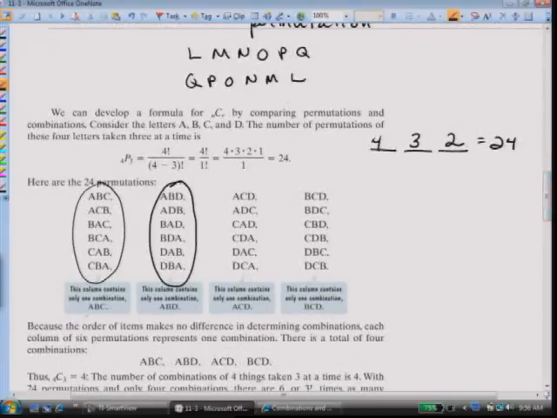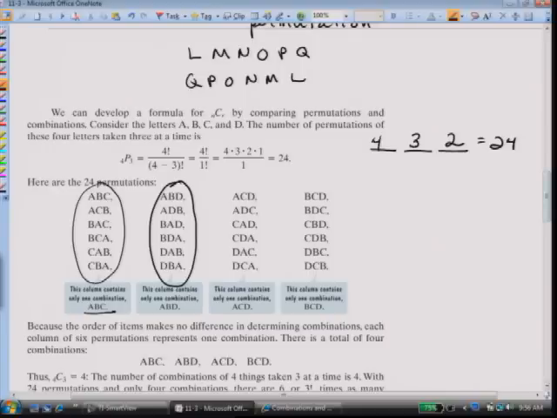So what you might recognize is that there's only one combination of ABC, but there are 1, 2, 3, 4, 5, 6 permutations. 3 times 2 times 1. These are 3 letters that you choose. And the same here. Because the order of the items makes no difference in determining a combination, each column of 6 permutations represents only one combination. And so there are only a total of 4 combinations. So you should be able to answer the question now that there's actually less combinations than there are permutations. Does that make sense? Because a combination almost gets a whole group of permutations in it.